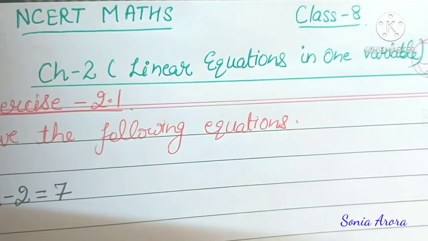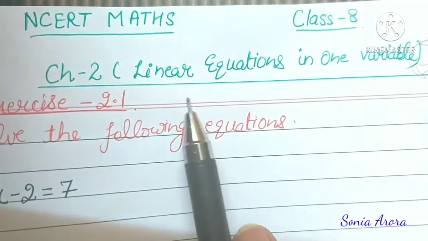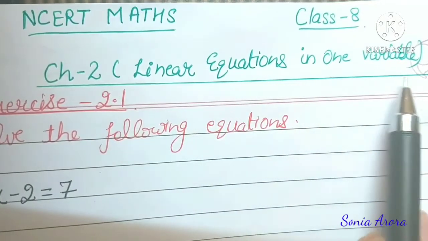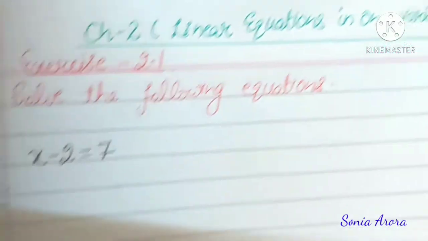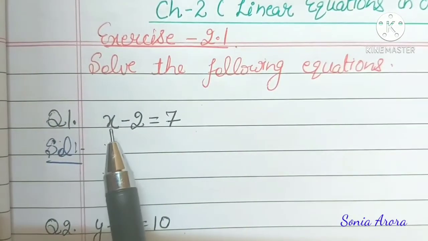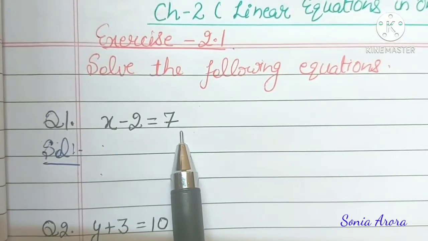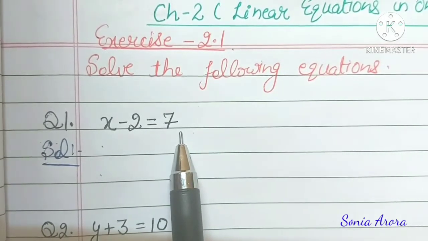Hello dear students, today we are going to do chapter 2 of class 8, that is linear equations in one variable. So exercise 2.1, question number 1. This is the given equation: x minus 2 equals 7. We have to solve this equation.